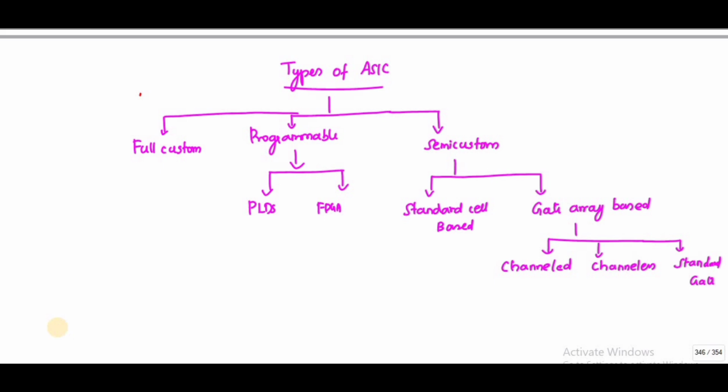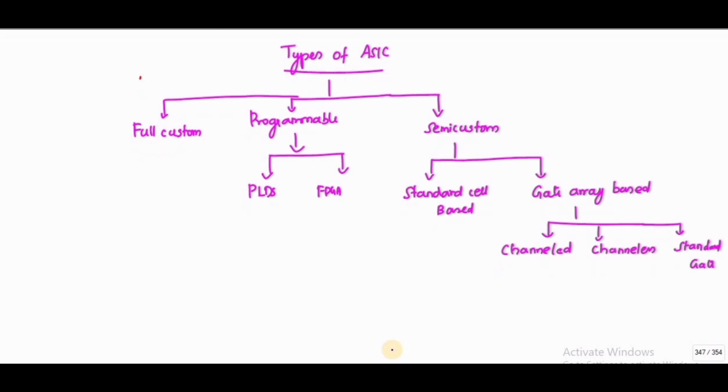So next we will discuss the types of ASICs. I can classify the types of ASICs into full custom, programmable and semi-custom. The programmable gets divided into PLDs and FPGAs. PLDs, I have already discussed what a PLD is. PLD means programmable logic device. It consists of PAL, PLA and ROM. Okay, and let us go for the semi-custom ASIC. It consists of two types. One is standard cell based and another one is gate array based. And the gate array based is again classified into three types: channeled, channelless and structured gate array.